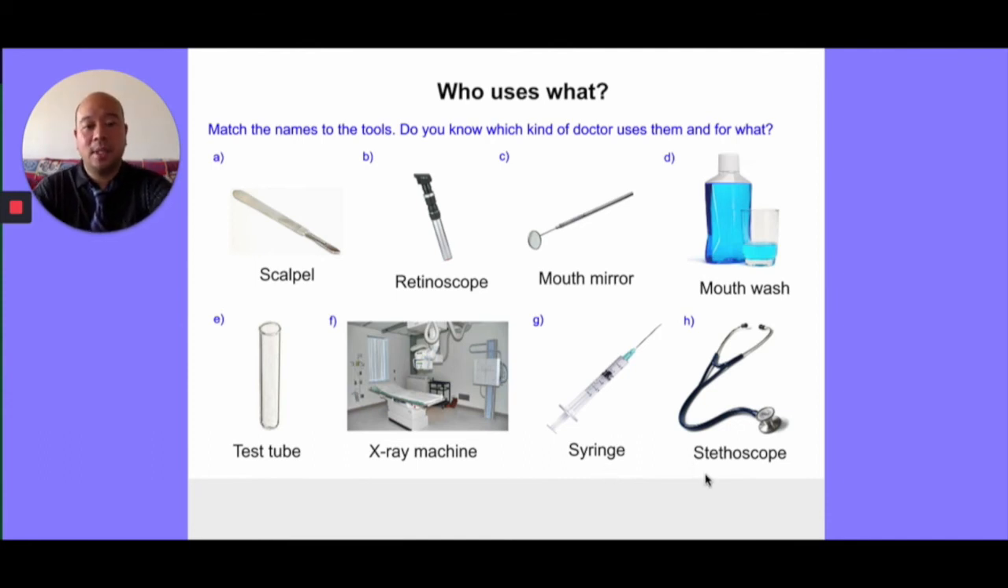And the last one, stethoscope. This is a very common tool used by general practitioners and other doctors, and they use this to listen inside your body. So they can listen to your breathing patterns, they can also listen to your heartbeat as well.